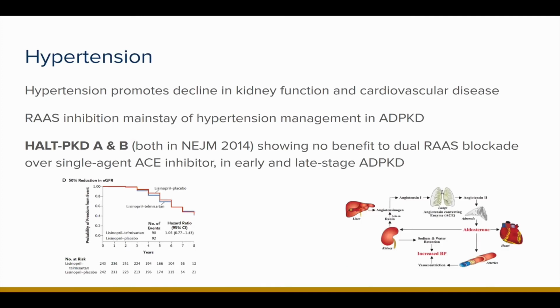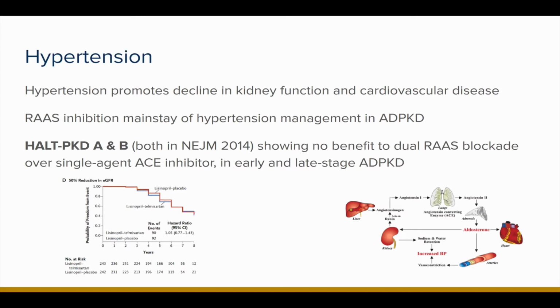Now, the management of hypertension is a core component of management for all kidney diseases to prevent further decline in kidney function and cardiovascular disease, with RAS, the renin-angiotensin-aldosterone system, being the main target for these hypertensive management medications.